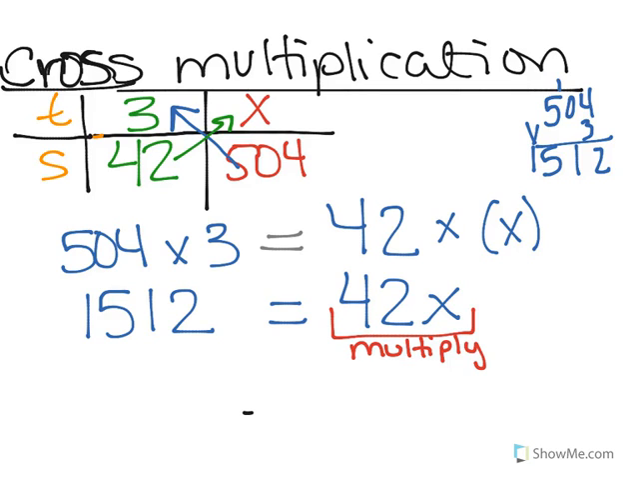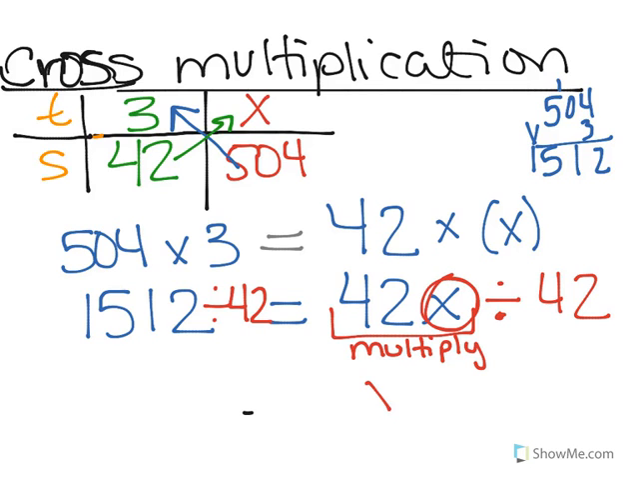Okay, so now, how do I get x by itself? Well, if I'm multiplying, that means I need to do the opposite, the inverse. The inverse operation of multiplication is division. So that means I need to divide by 42. That way I can get x by itself. So I divide by 42 on each side.